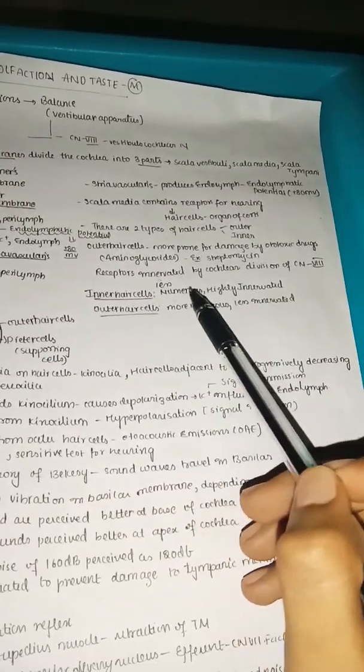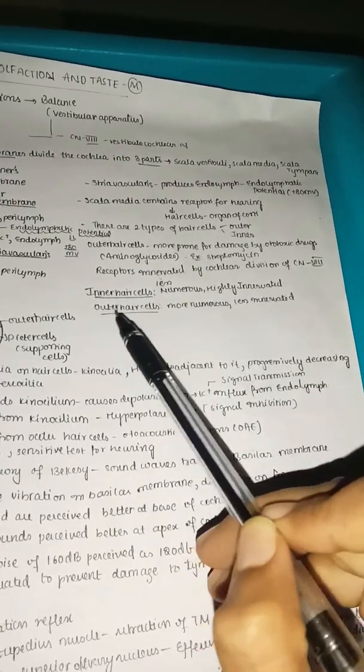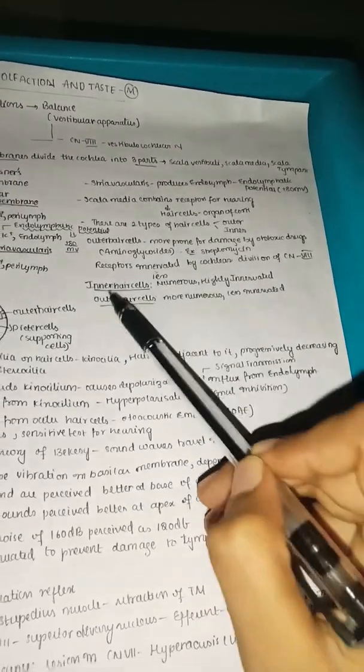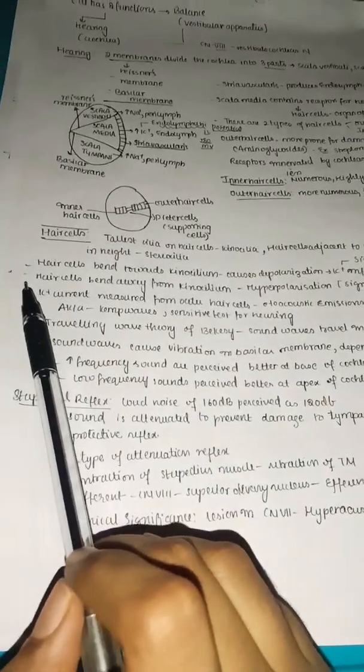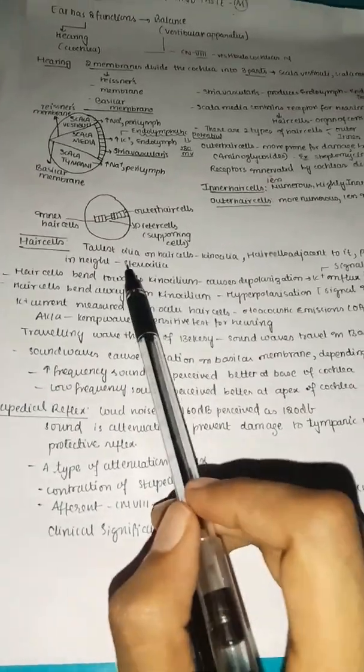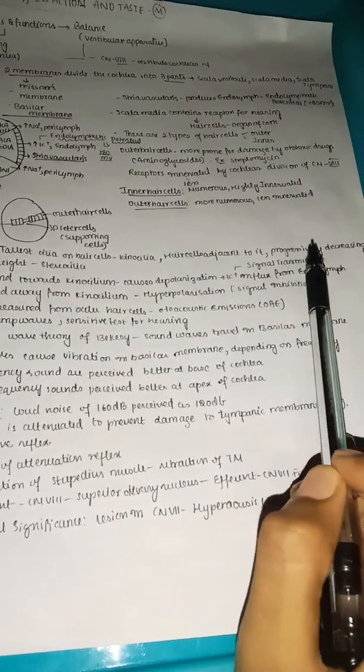You can see inner hair cells are less numerous and highly innervated. Outer hair cells are more numerous, less innervated. Already discussed. Now let us see about hair cells in somewhat detail. The tallest cilia on the hair cell is called kinocilia, and the hair cells adjacent to it are progressively decreasing in height and called stereocilia.